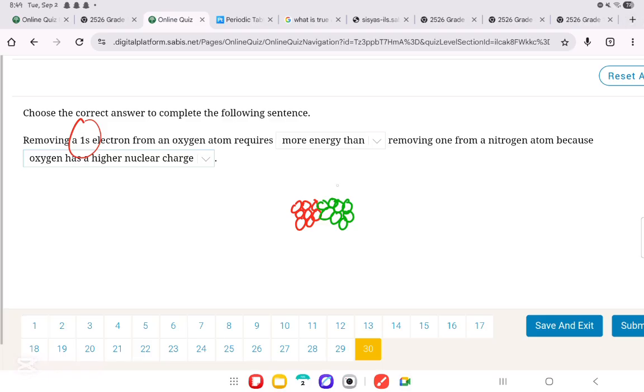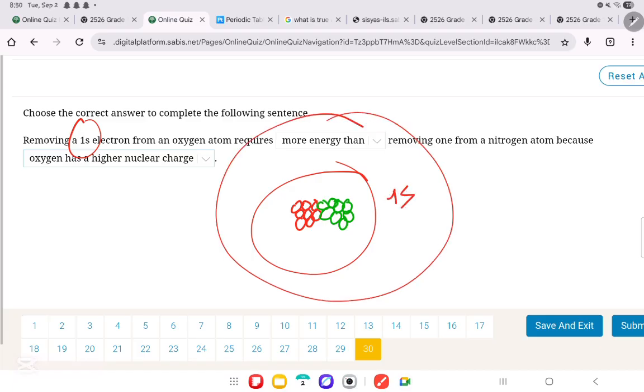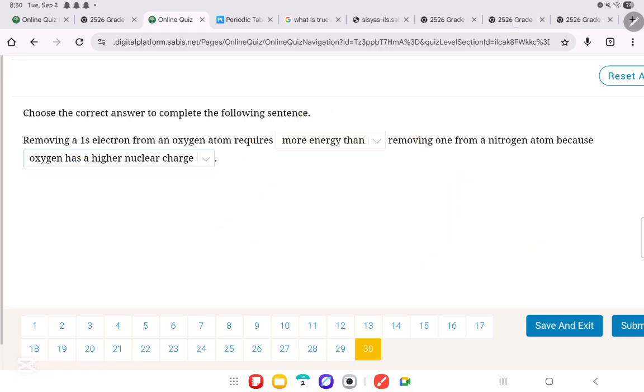And on the first shell, you will have energy level 1s. On the second energy level, you're going to have 2s and 2p, and so on and so forth. Now, removing a 1s electron, because it's the electron that is closest to the nucleus, will require more energy. First thing you need to know is that removing one s electron from the nucleus requires already a lot of energy. Why? Because it's closest to what? To the nucleus.